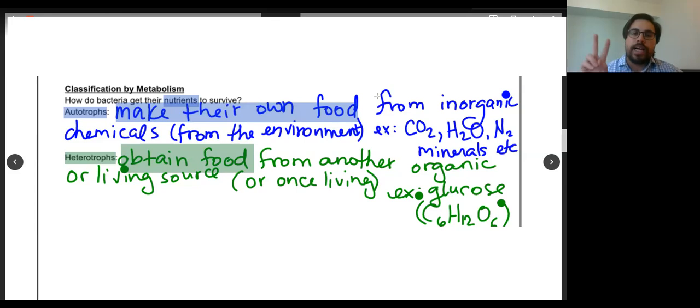So there are two ways to classify via metabolic processes, which is how they get their nutrients. The first is autotrophic. They make their own food. And heterotrophic, they must obtain it via eating something. Which one are humans? Do we make our own food inside of ourselves? Or we got to go search it out, so to speak?